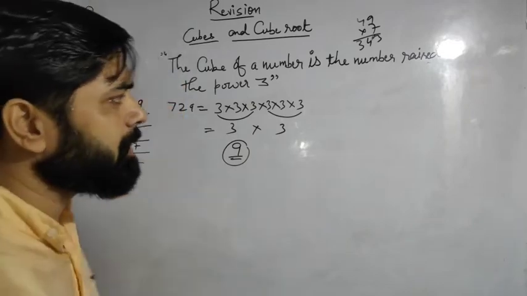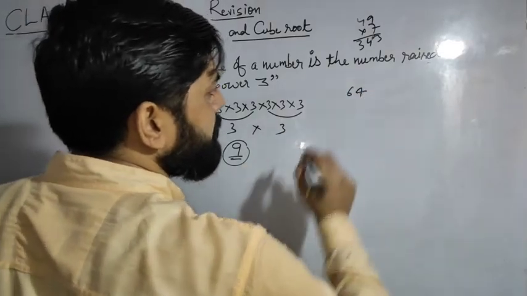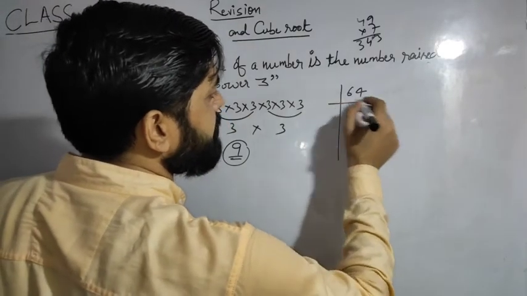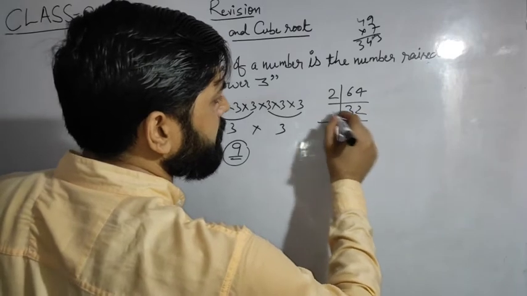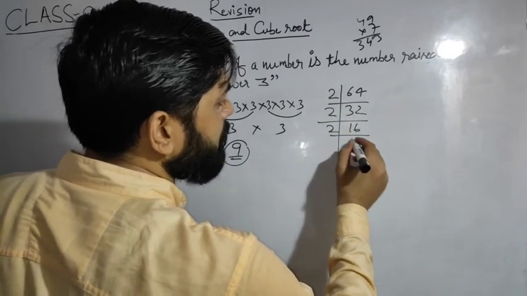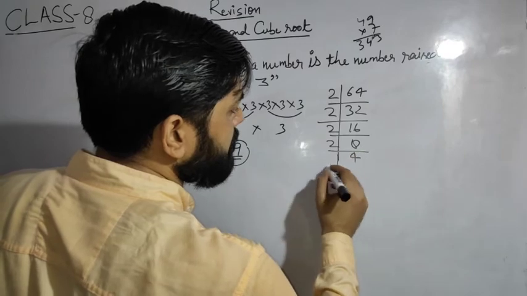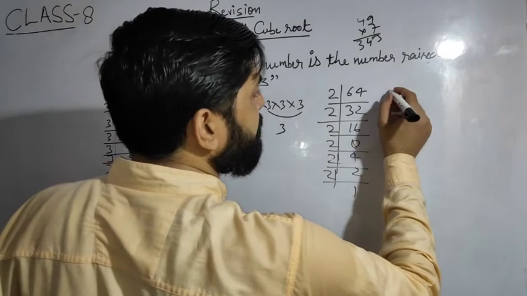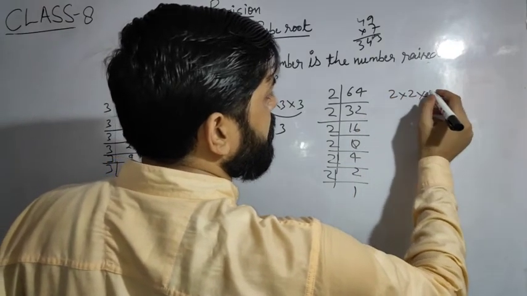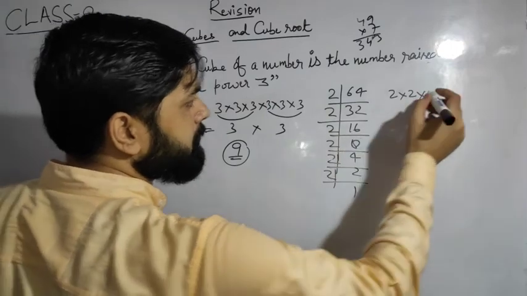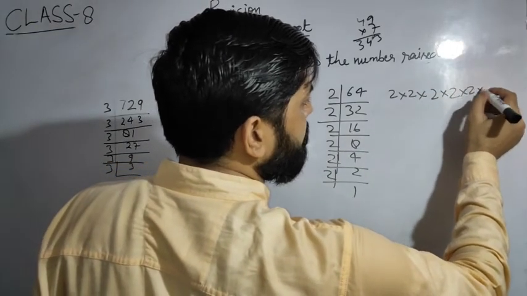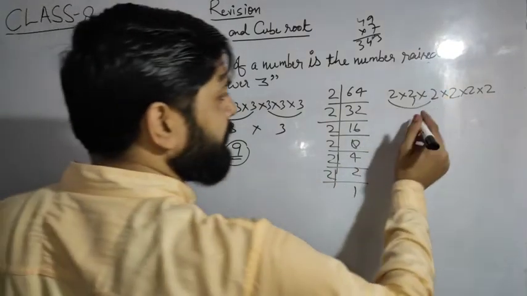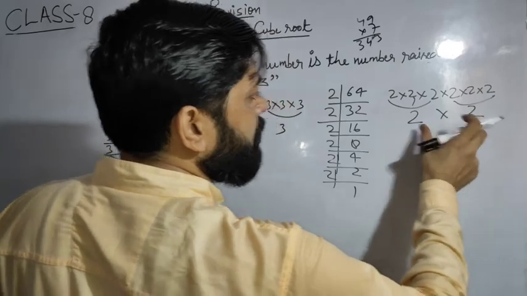You can also check another example, like 64. Is 64 a perfect cube or not? Just find the prime factors of the number 64. 2 32s are 64, then 2 16s, then 2 8s, then 2 4s, then 2 2s, and then 2 1s. And then write the factors of 64: 2, how many? 1 2 3 4 5 6. Then we make groups of like factors, and this is a group of 2 and this is a group of 2.